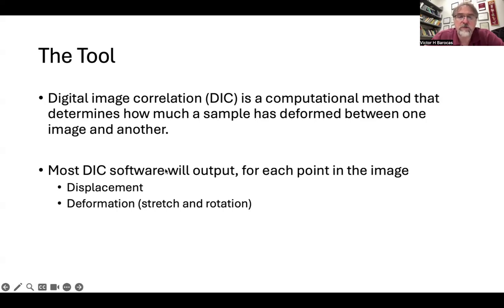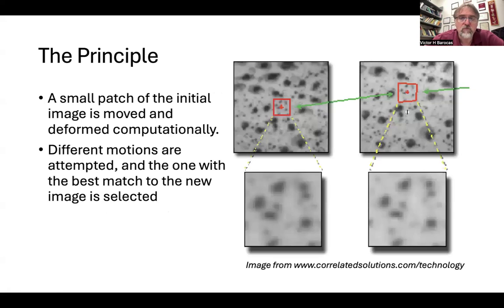And most DIC software will output, for each point in the image, the displacement of the point, so how much the point has moved, and the deformation, meaning the stretch and rotation. So has the tissue been stretched? Has it been rotated? In what direction have these things happened? Those will be typical measurements that you'll get from the tool. And the operating principle is fairly straightforward, although it took some years for these to get commoditized to the point where everyone can use them.